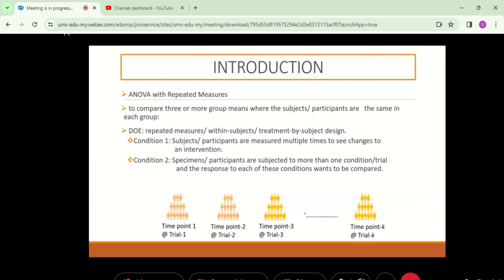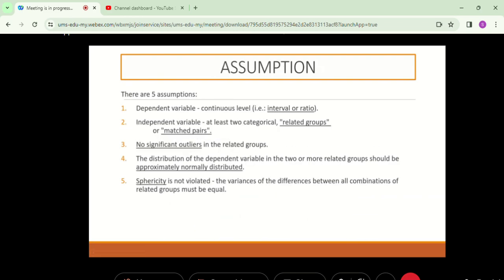Okay, and then we want to see the difference in the measurement or the assessment for each of the conditions, right? So now that is the background of the ANOVA for dependent samples. So there are 5 assumptions. The first assumption is similar to the ANOVA for independent samples, where the dependent variable must be at the continuous level. So when we say continuous level, it is either interval or ratio.